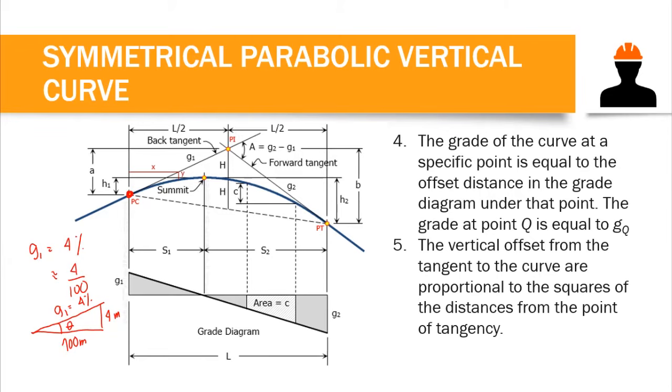Now, our grade diagram is basically this: if we have grade or slope at PC equal to G1, that is just the vertical height at PC. This one is G1. And since at PT we have G2, and that has a negative grade, that means we have to go down. This G2 here is the vertical distance, equivalent to the grade at PT. So if we have Q here, this height here is our GQ, or the slope at point Q. So that's how you draw the grade diagram.